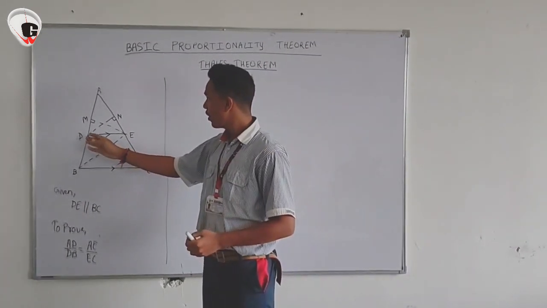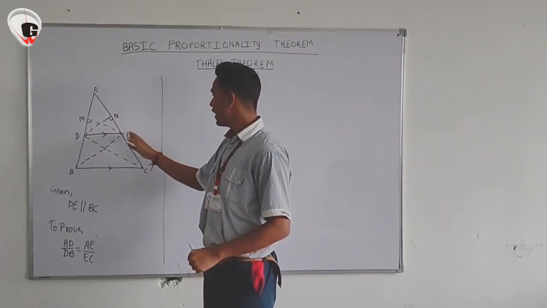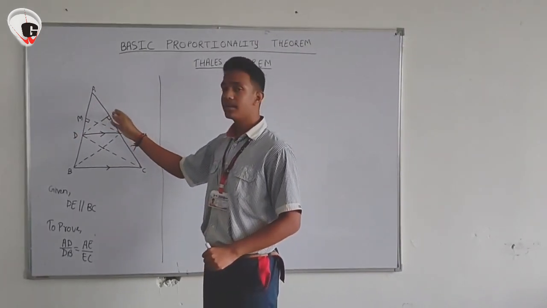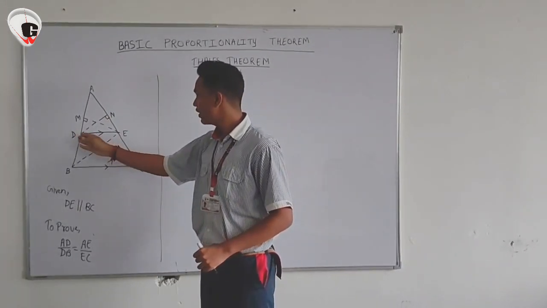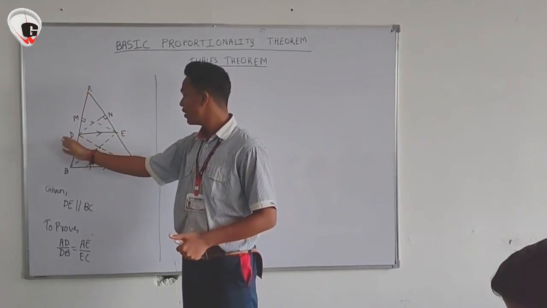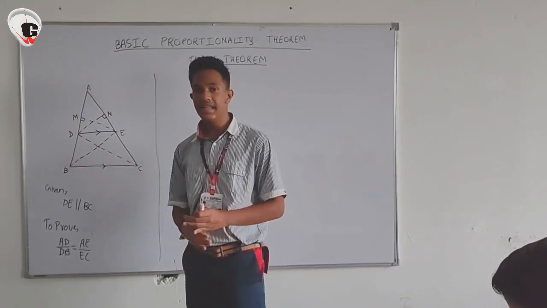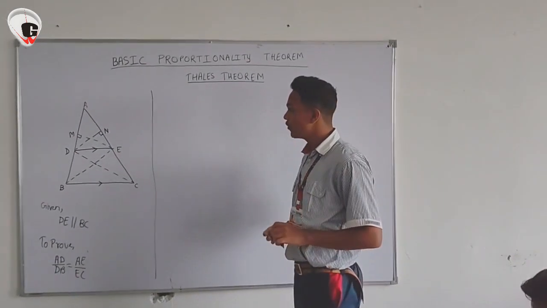We need to draw a perpendicular line from D on the side AE. This line will meet AE at the point N, and the perpendicular line would be DN. Similarly, the perpendicular line on AD would be EM. Let us start proving this theorem.